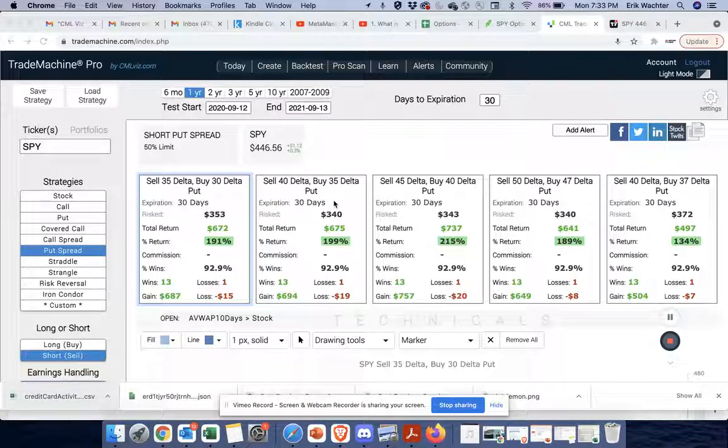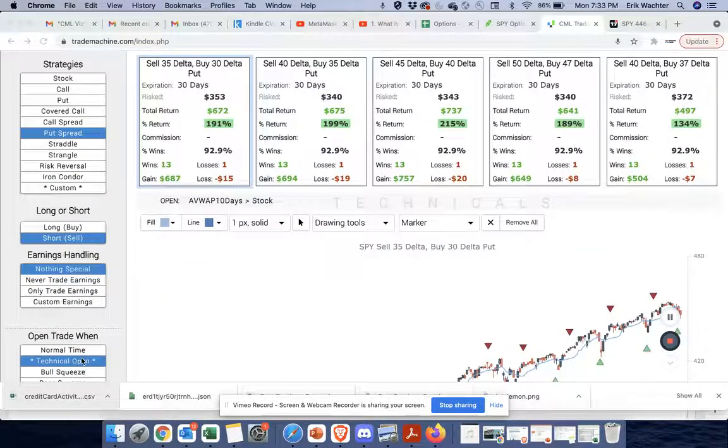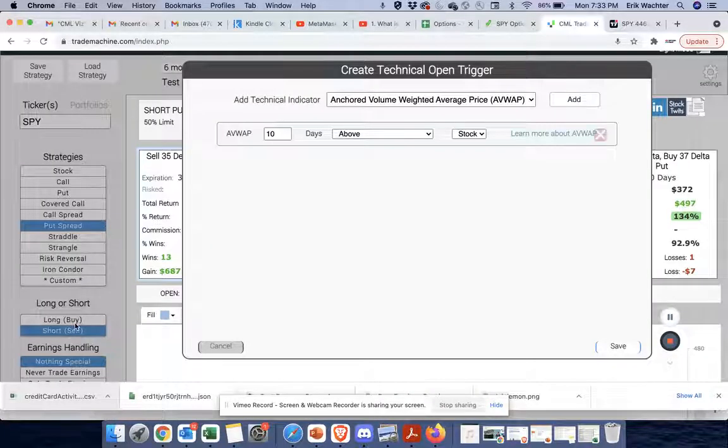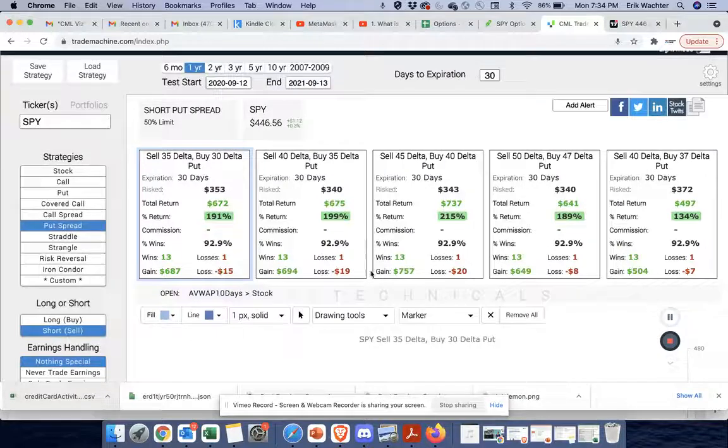The S&P 500 Spider ETF, and we got another good one for you guys. So what are we looking at? Under a specific trigger. Let's look at the trigger first. Technical open. Basically, the trigger is when the 10-day anchored volume weighted average price is above the stock. Just that's the trigger.